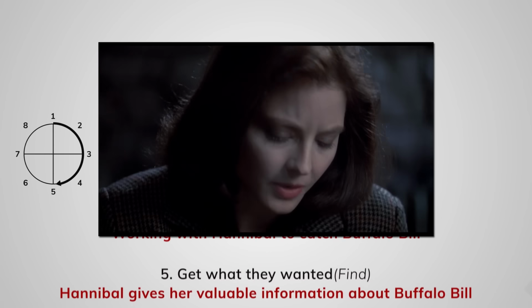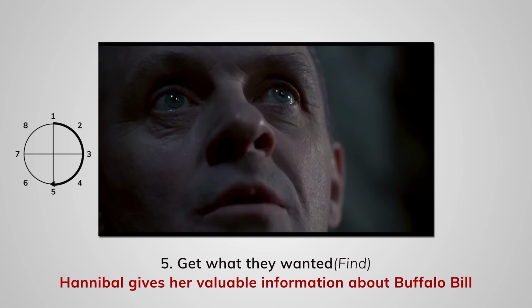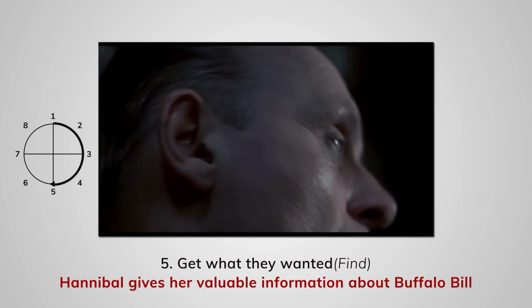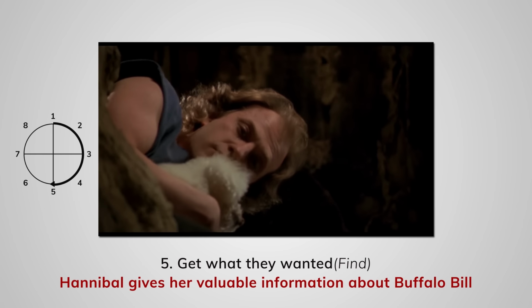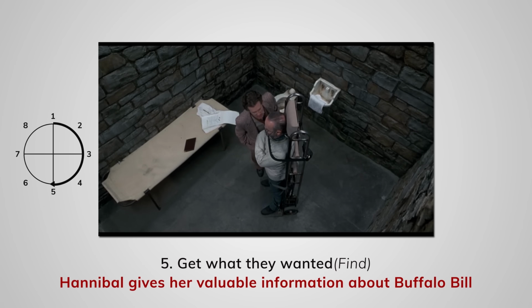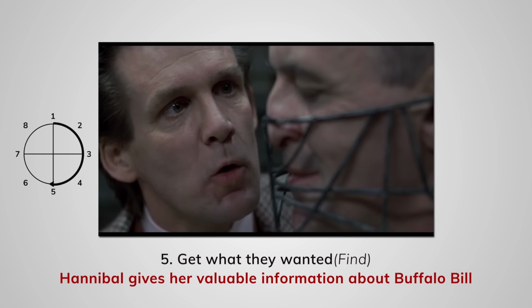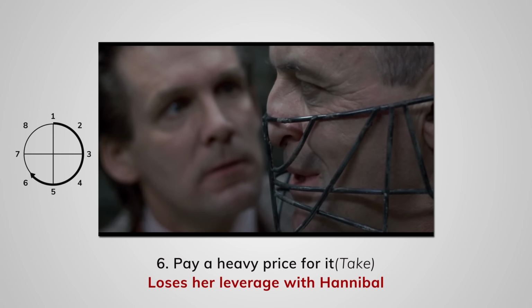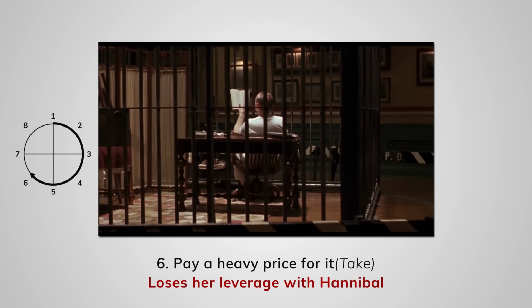Clarice makes a deal with Hannibal and gets what she wanted. Hannibal gives her valuable information about Buffalo Bill. Clarice believes she has found what she needs to capture Buffalo Bill, save lives, and become an FBI agent. But this isn't over. Dr. Chilton reveals to Hannibal that Clarice's deal was a fake. So just as Clarice gets what she wanted, she pays a heavy price for it and completely loses her leverage. This begins her journey back up the circle.